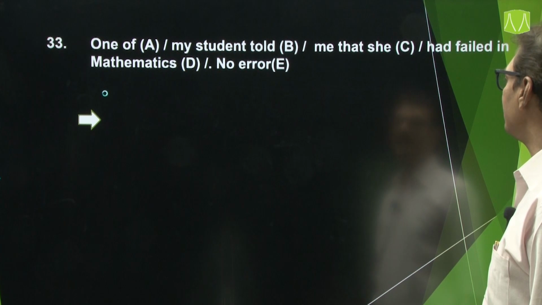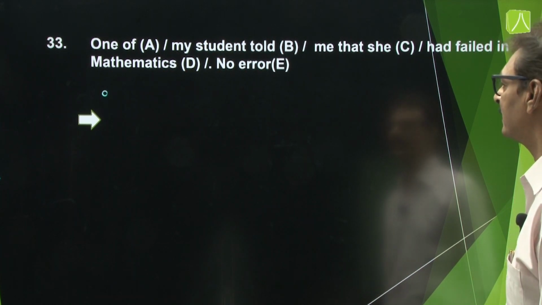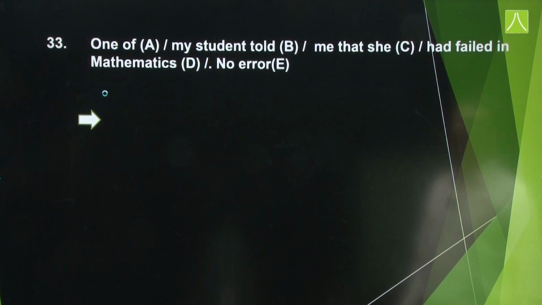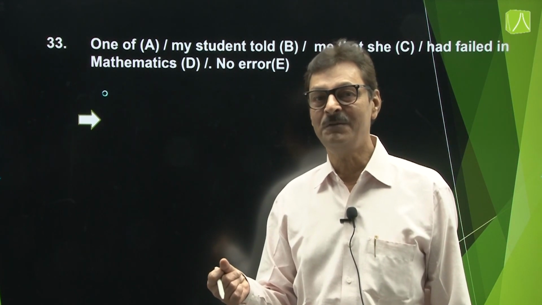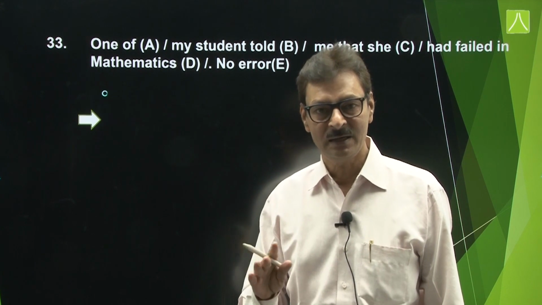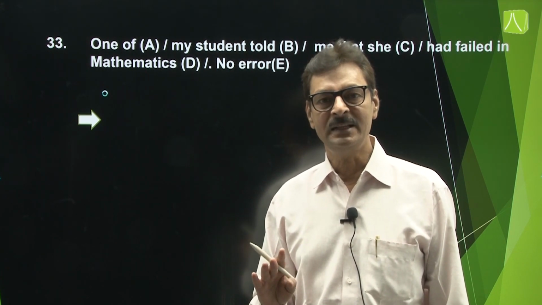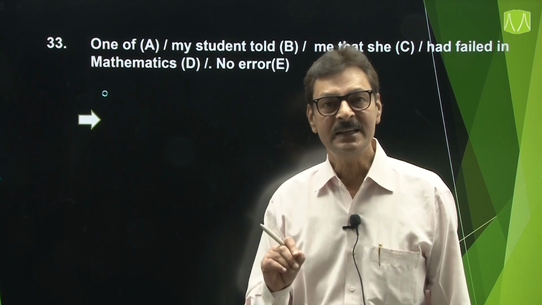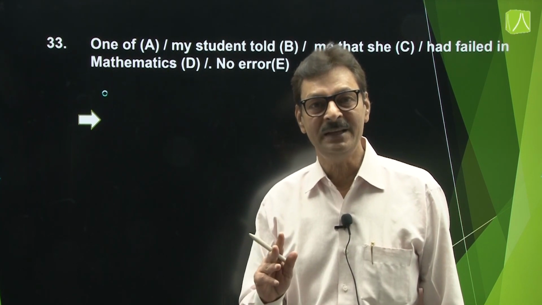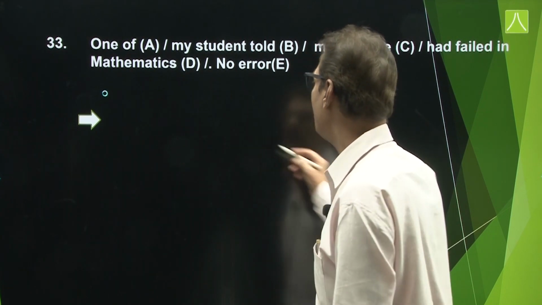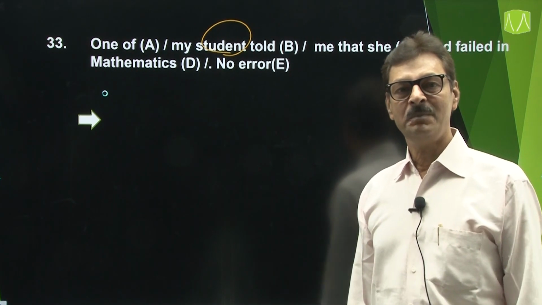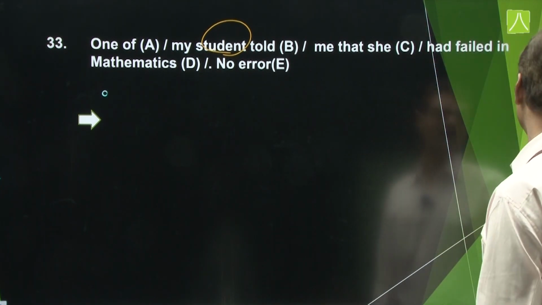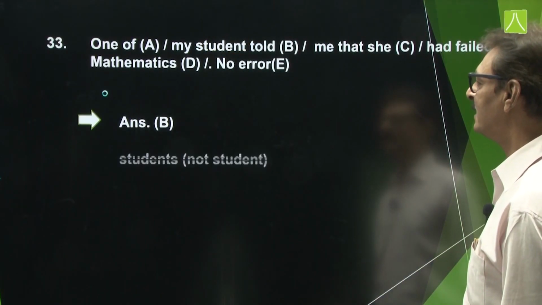One of my students told me that she had failed in mathematics. So sad. Yes, come on, quick. Guess karo, what is the error? Or which part is the error? Error in part A? No. Error in part B? शायद नहीं. Error in part C? नहीं. See carefully. Error in part B. ध्यान से पढ़ो सेंटेंस को वापस. One of my student. One of is always followed by plurals, never by singulars. So one of my students, ये आना चाहिए. So the error is in part B.